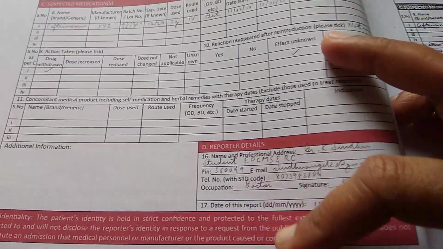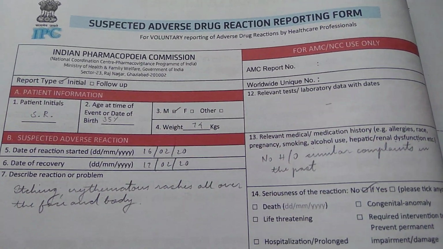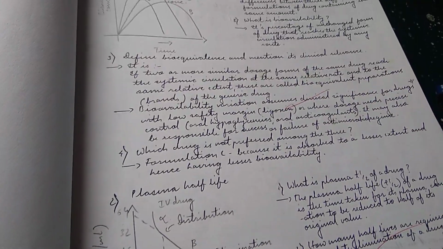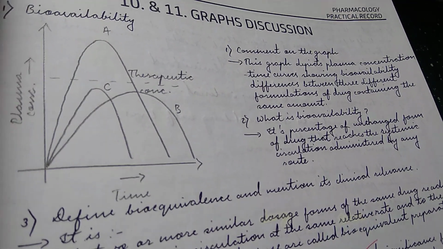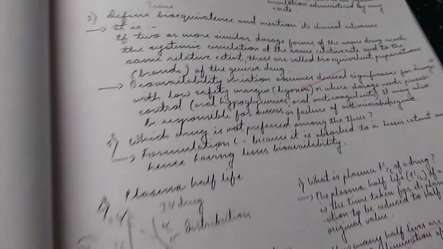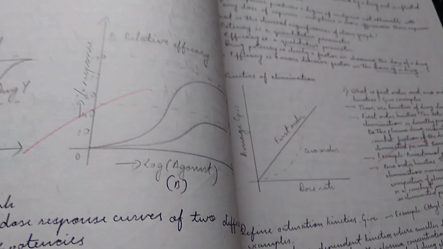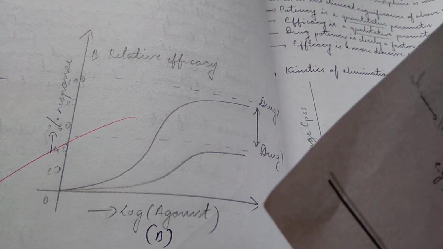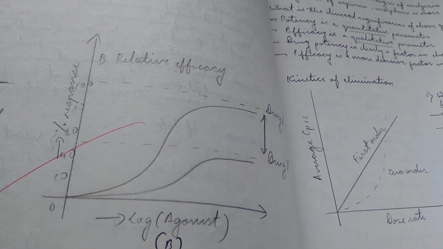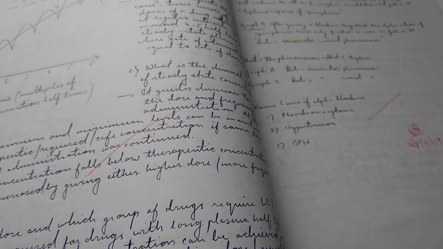Oh, nice color sections here. First time I'm seeing color in the record. What is this? Adverse drug reaction reporting form. That's nice. They put a colored form here. Look at these graphs, guys. What graphs are these? Bioavailability. Actually, it is better to use color for these graphs. You can understand very easily. Plasma half-life. So some graphs they have given here. What is this, guys? Relative efficacy, percentage response, drug A, drug B. So potency, efficacy, all that you can calculate.